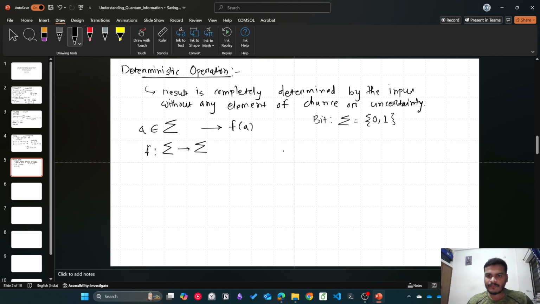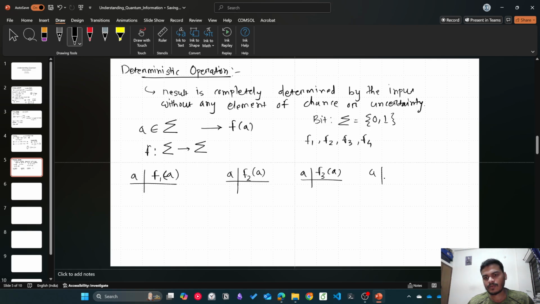Now we can have four possible operations that act on sigma to sigma. Let's name them f1, f2, f3, and f4. Let's define them. Let's define f1 first. Say we have a, and when we apply f1, it becomes f1(a). Similarly, we have a, and when we apply f2, it becomes f2(a). Similarly, a to f3(a), a to f4(a).